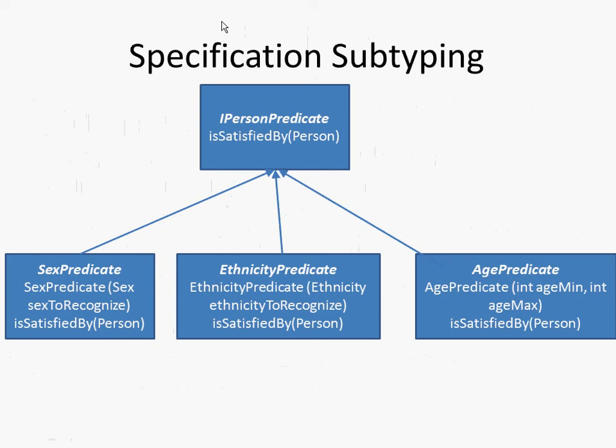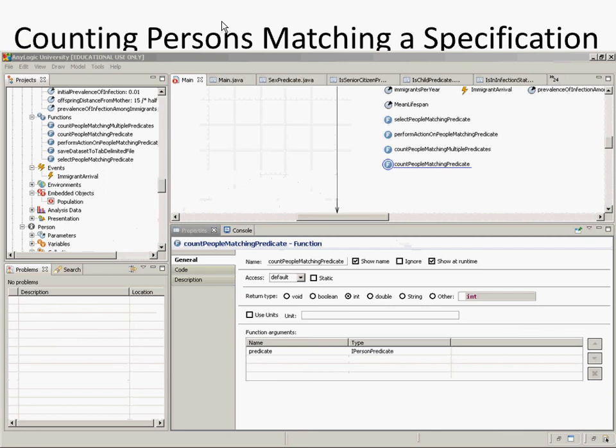Or they could be a predicate. I'm calling them here predicates because I think it has more obvious connotation than specification. Specification is a kind of overloaded term, and we've used other meanings of it in this class. I'll call it, in this case, predicate. We might have a sex predicate that asks, is this person a male? Another sex predicate, is this person a female? And the predicate is an object, and we can ask that object by calling its is satisfied by method, give it a person and say, hey, predicate, does this person satisfy you? And it will say yes or no. So we can have specifications by ethnicity, by sex, by age, and in fact combinations of them.